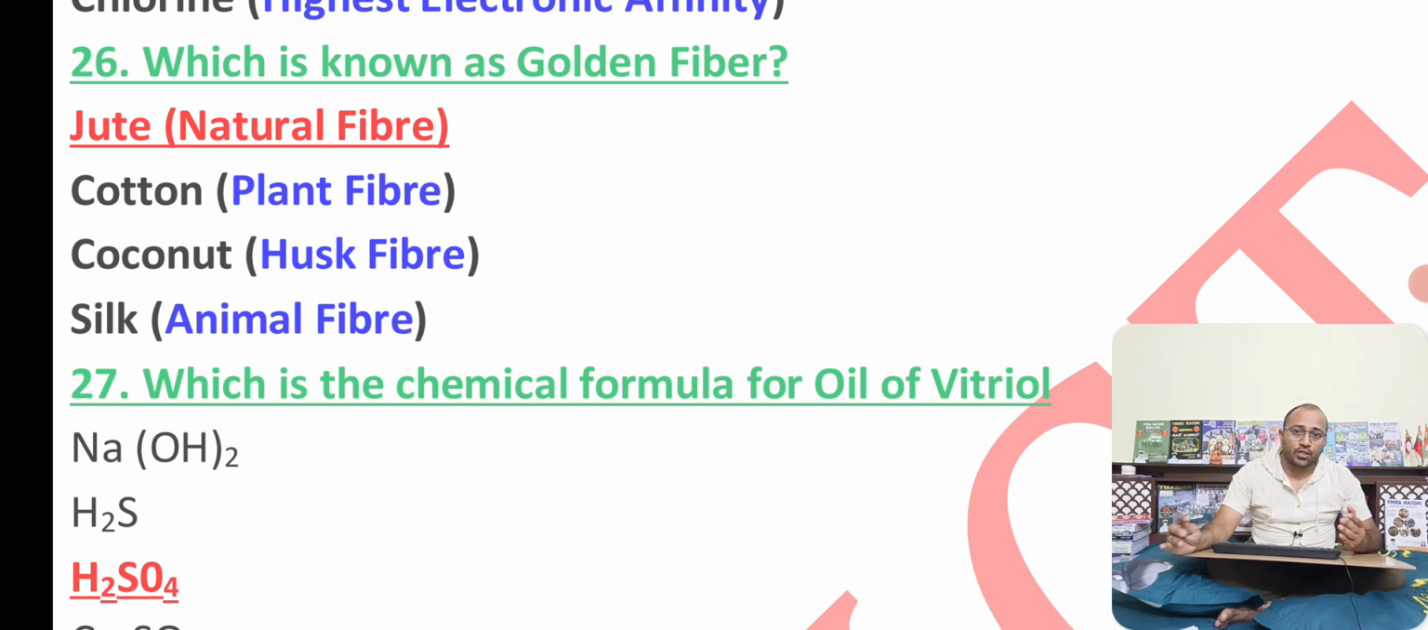Which is known as the golden fiber? Jute, which is also known as a natural fiber, the golden fiber, guys. When it comes to plant fiber, for example, cotton is obtained from the plant. We have the seeds in cotton also. They are known as BT seeds. I want you guys to comment what the abbreviation of BT seeds is. So cotton is a plant fiber. Husk fiber is coconut. You can see that coconut we use for various purposes. Silk we have, that is an animal fiber, guys.